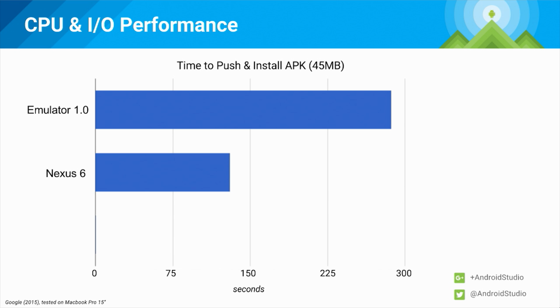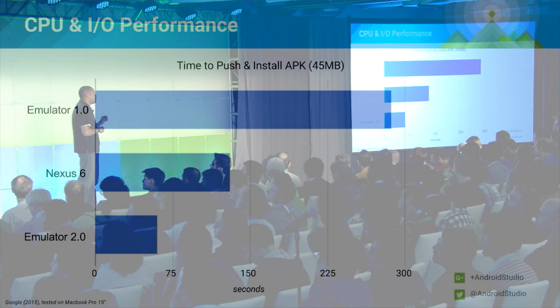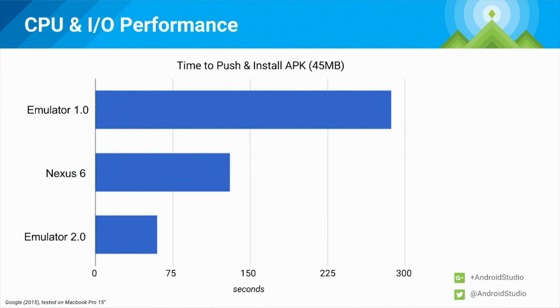That same application on the Nexus 6 was just under 150 seconds. That's OK, but we thought we could do better. So with the Android Studio Emulator 2.0, we're now just under 45 seconds for that same push.